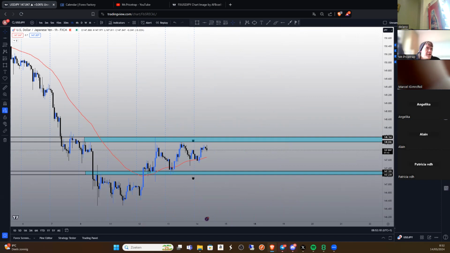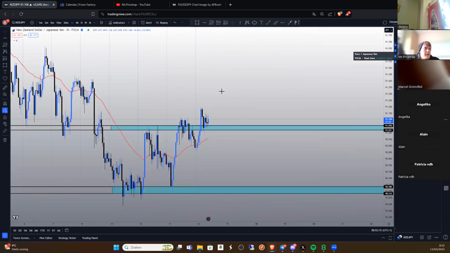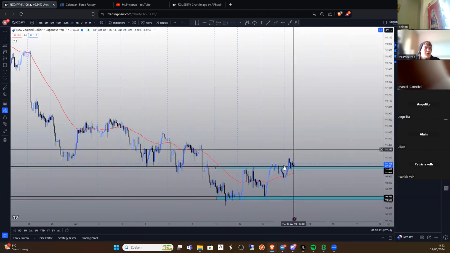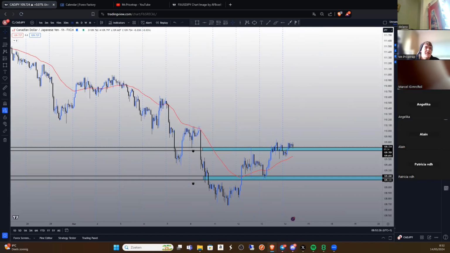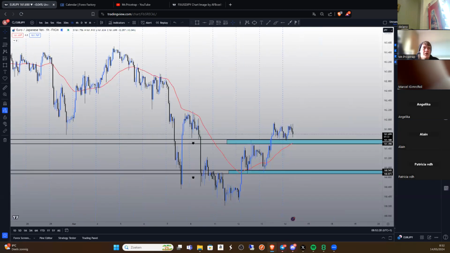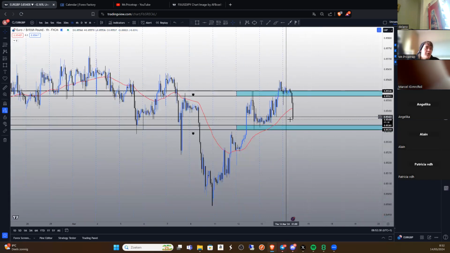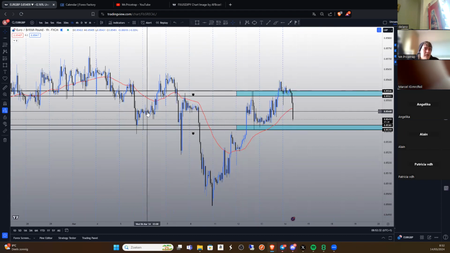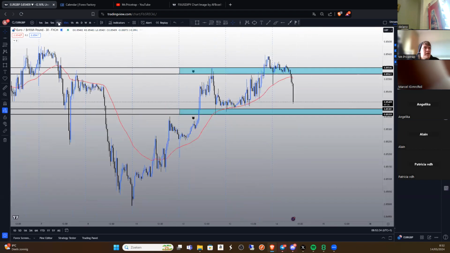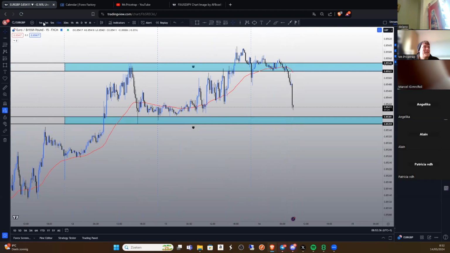I will check Euro USD in a moment. So let me just go over the charts that I'm looking for. Now we also have NZD JPY waiting for the deeper retest, Canadian JPY waiting for the deeper retest, Euro JPY, same thing. Euro pound is at the deep levels that I was looking for, but like you can see, it isn't really looking too good.